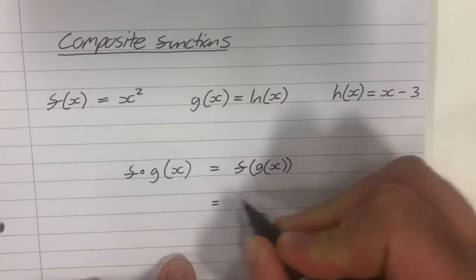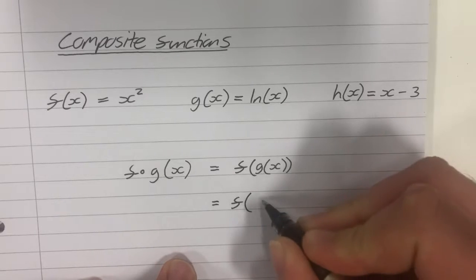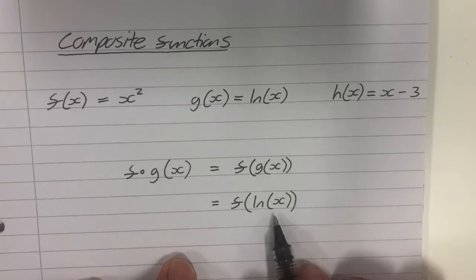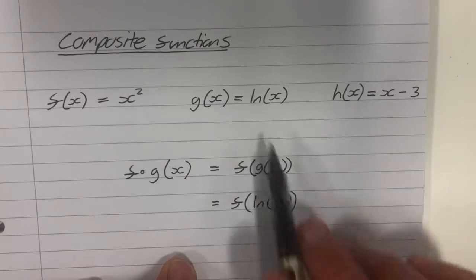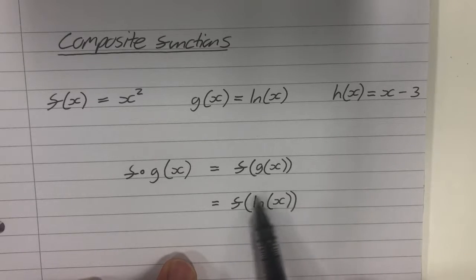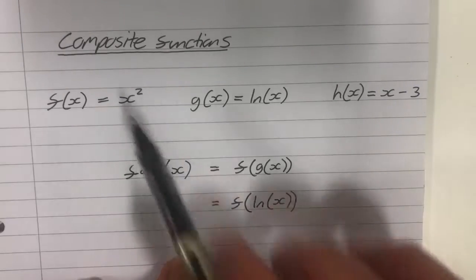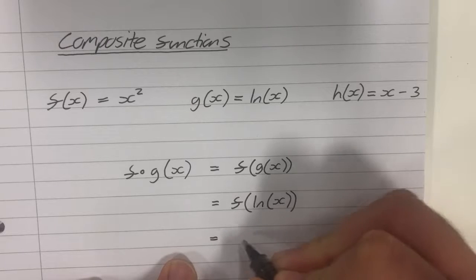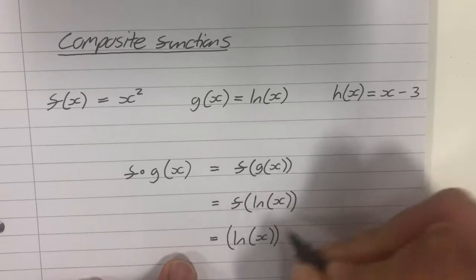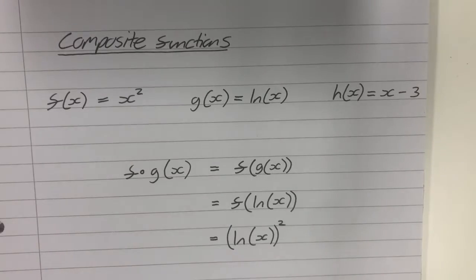So f of g of x, well, we can do f of the natural log of x, because that's what g of x is. And then we can put in ln x in place of x in f of x, which means that this composite function is the natural log of x all squared.